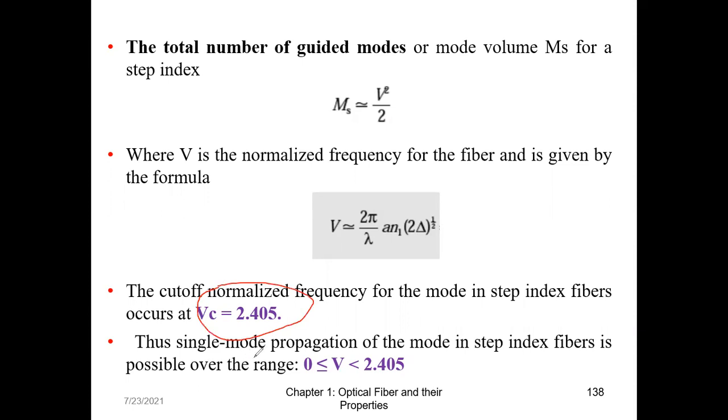Okay, now for single mode propagation of mode in a step index fiber, the range of normalized frequency is from 0 to 2.405. Okay, so these two formulas are important. Based on that, I'll give you one question. You write it down. That will also be your first practical. It's a problem from the book of Senior. Let me see what I have in the next slide.